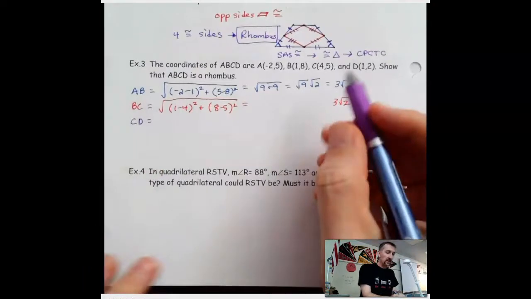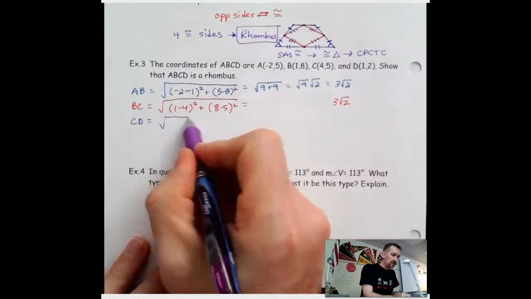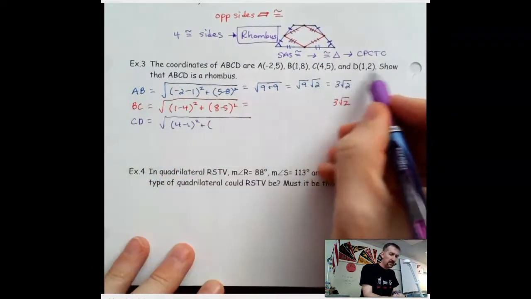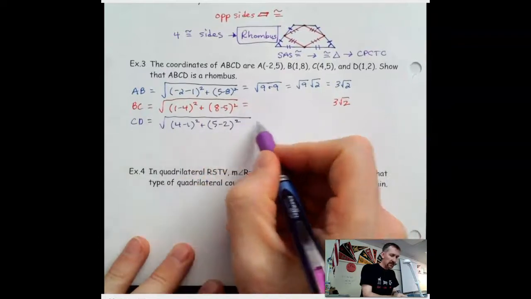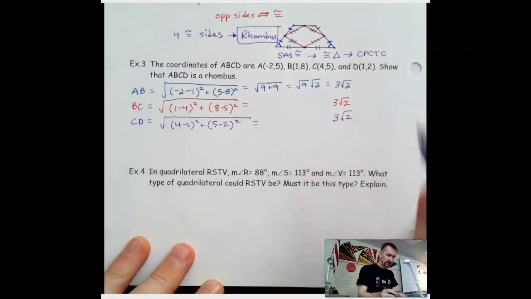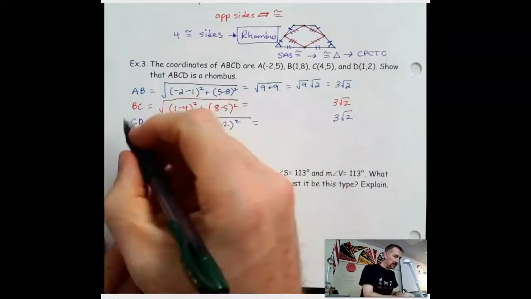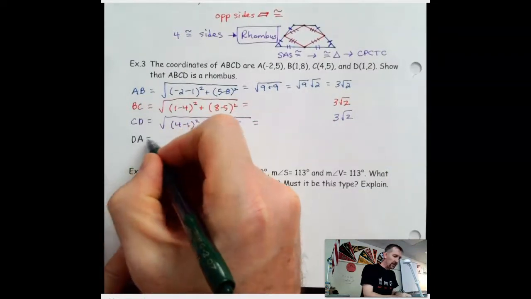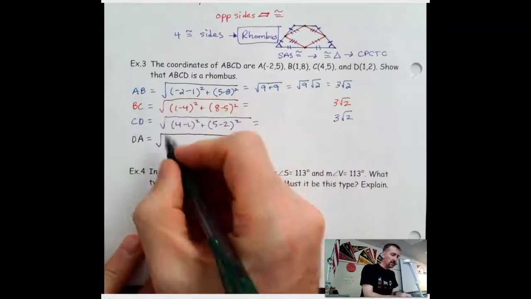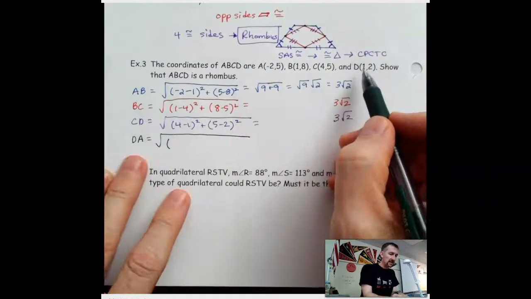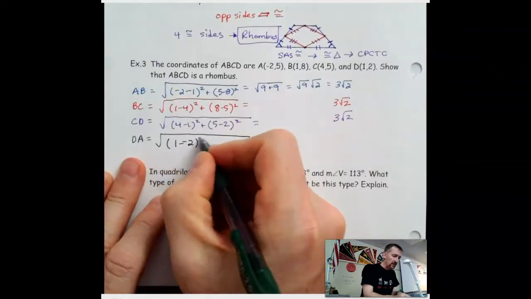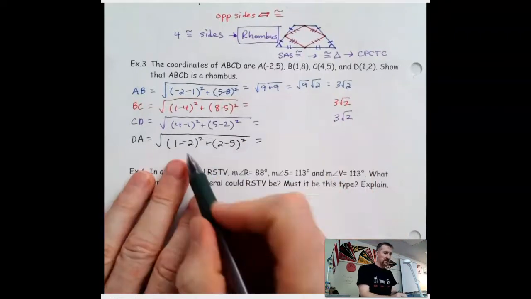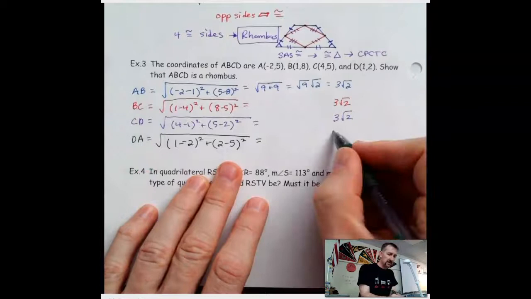So CD. So that's going to be 4 minus 1 squared and 5 minus 2 squared, and again 3 root 2. And finally, DA. If I was going in alphabetical order, I would have said AD and I would have put it up there. But so DA, 1 minus a negative 2 squared and 2 minus 5 squared. So that's 3 squared is 9, negative 3 squared is 9, so same thing.